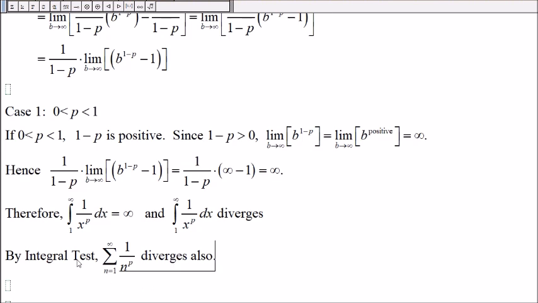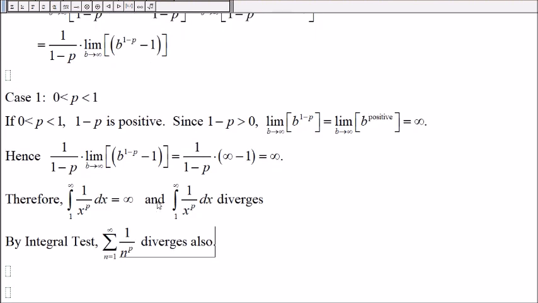Remember that the integral test says that if the integral of 1 divided by x to the p diverges, then the infinite series also diverges. So when p is between 0 and 1, the p-series diverges. Now let's look at the case where p is 1.